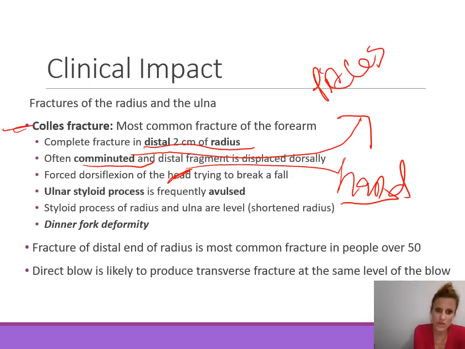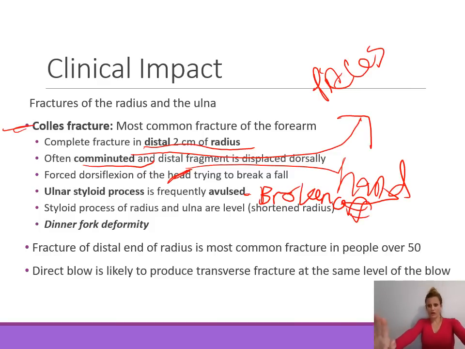Typically with a Colles fracture, the ulnar styloid process is avulsed or broken off as well. And again, when you fall and catch yourself with your hands and the hand is overly dorsiflexed, that's not only going to put pressure on the radius, that's also going to put pressure on the ulna as well. And the ulnar styloid process is that last little tip that sticks off at the very dorsal region of the ulna.